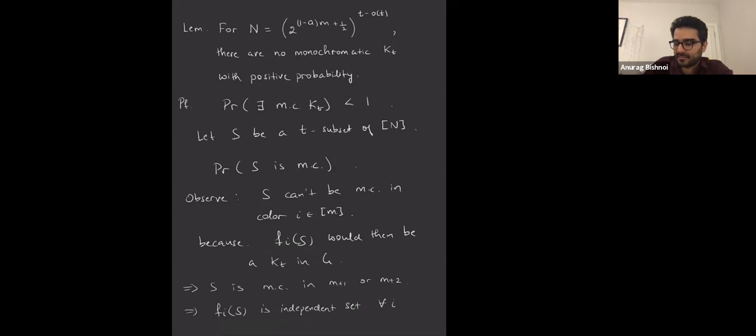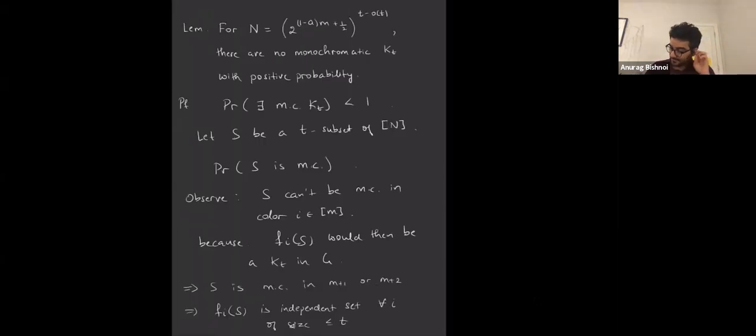Because if some pair of elements in S was mapped by Fi to some edge, right? If that was an edge over there, then you have a problem, because then we would have colored this using color i, and then it won't be monochromatic in the last two colors. Okay, so this is an independent set, and of course of size less than or equal to t. Cool.